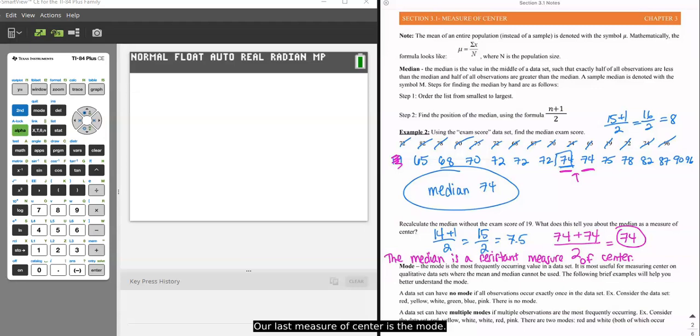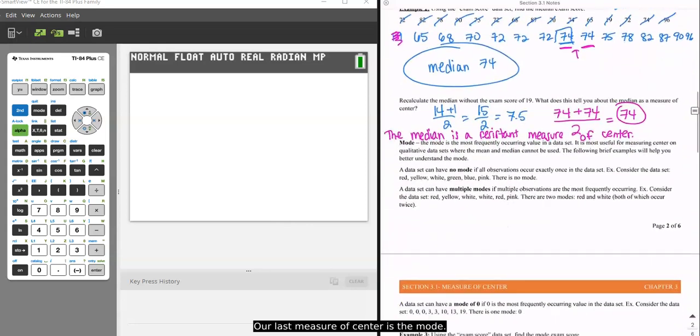All right, so our last measure of center is the mode. The mode is the most frequently occurring value in a data set. It is most useful for measuring center on qualitative data sets where the mean and the median cannot be used. The following brief examples will help you better understand the mode. We could have a data set that has no mode if all observations occur exactly once. Let's consider the data set red, yellow, white, green, blue, purple. All of the colors only appear once, so we would say there is no mode.